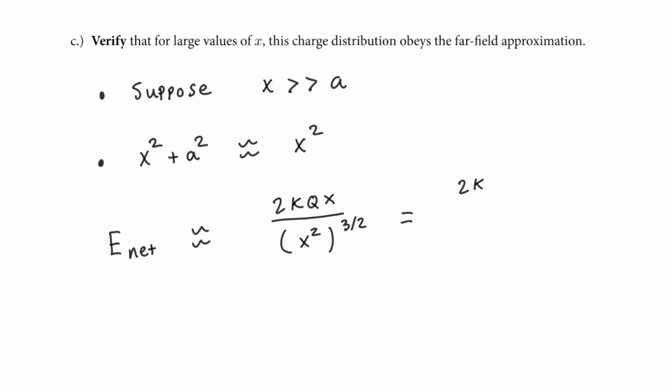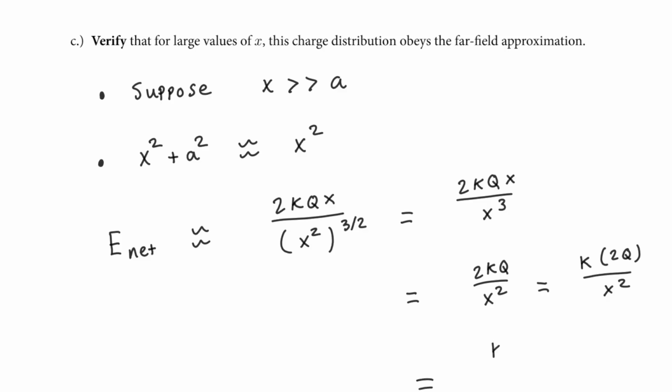And a 3/2 power applied to x squared results in x cubed, which results in 2kq divided by x squared, which is very promising. And then just a quick regrouping allows me to write this as k times 2q divided by x squared, which is the expected result because this looks like k times the net charge divided by x squared. So that is exactly what we wanted to find here.